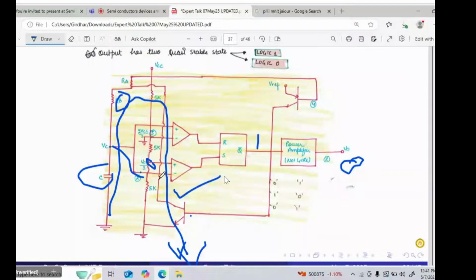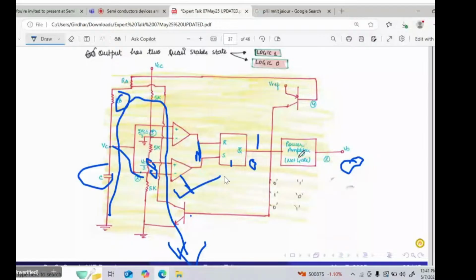If this VC is decreasing and becomes less than VCC by 3, that means it is logic 1. So S equal to 1 means it will set the flip flop. So Q will be 1, which means Q bar will be 0. Q bar is 0 into the NOT gate, since we are using the power amplifier as a NOT gate, so the output will be 1.